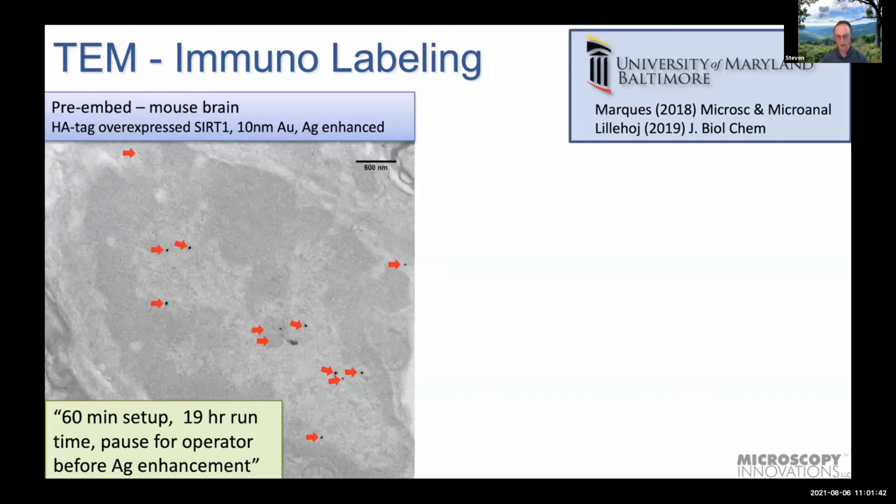This came actually from the laboratory of Ru-Ching. And in this work, we see pre-embedding mouse brain with silver enhancement. And this publication described the process as a 60-minute setup, a 19-hour runtime. There was a pause in the program for the operator to add the silver enhancement reagent, which can be quite labile, and then it continued processing.